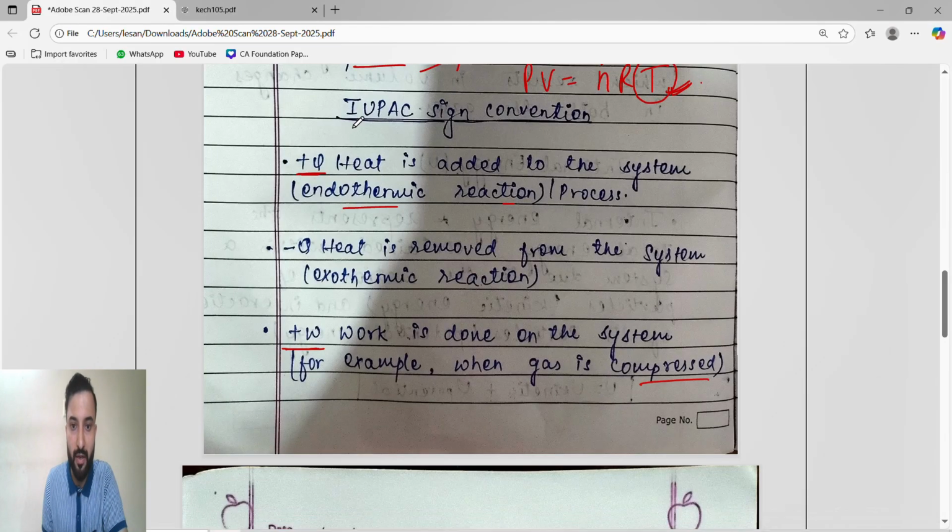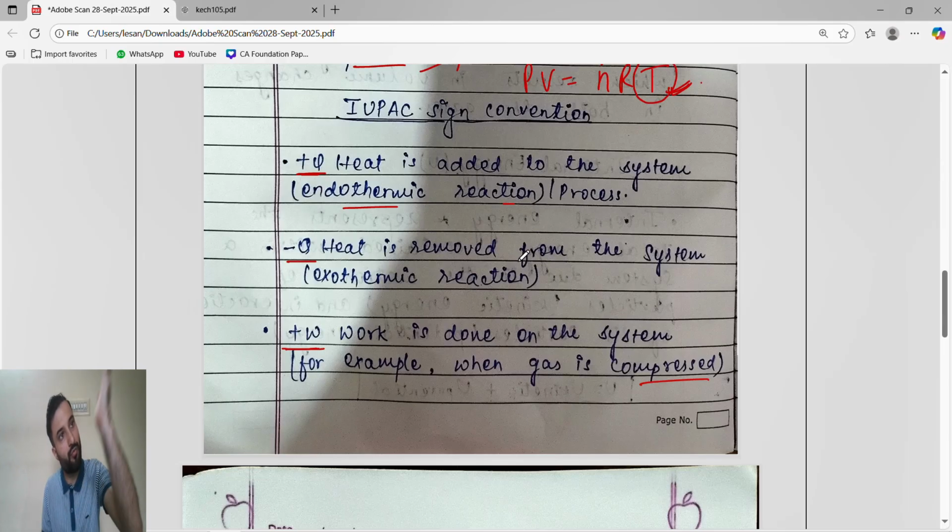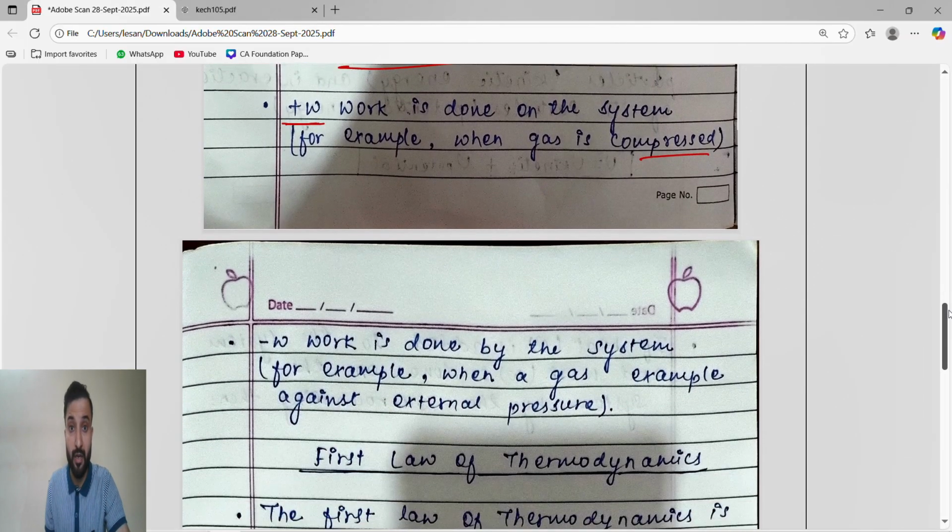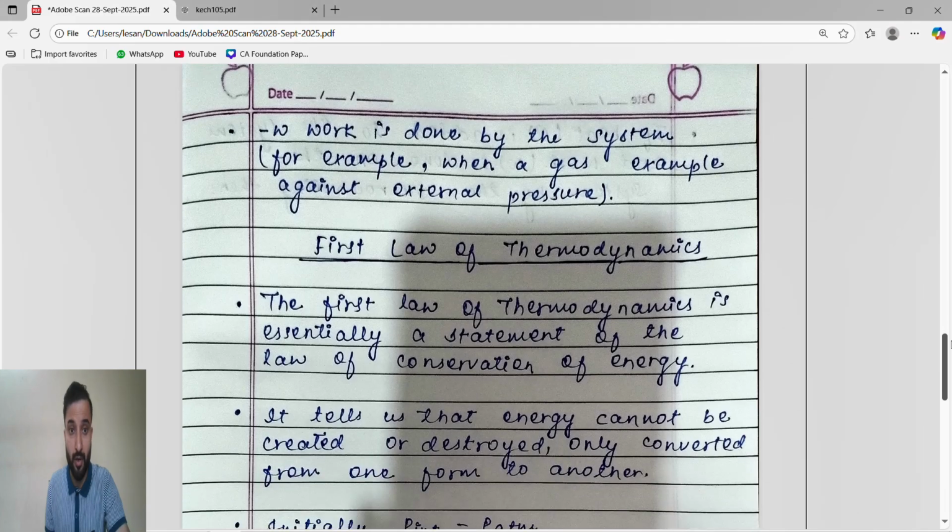The plus Q means heat is added to the system, endothermic reaction, endothermic process. Plus W is work done on the system, compression. Negative Q means heat is removed from the system, heat is going away from the system to the surroundings. So it is exothermic, because it is exit, going. The sign convention is very important for the problems, guys, very important.